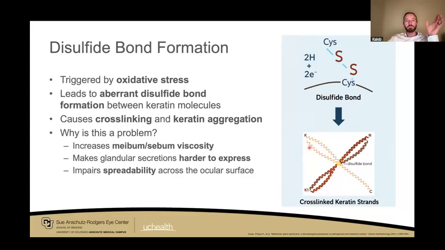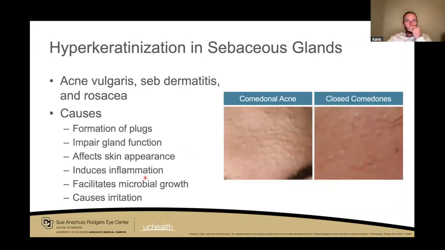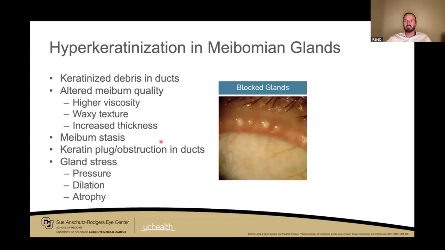Why is that a problem? Because when you get these disulfide bonds, it increases the viscosity of the meibum and the sebum. It makes it harder to express, and it impairs the spreadability. So when we get this hyperkeratinization in the skin, it causes acne, seborrheic dermatitis, and rosacea. You get the formation of plugs. It affects the gland appearance. It induces inflammation, facilitates microbial growth, causes skin irritation.